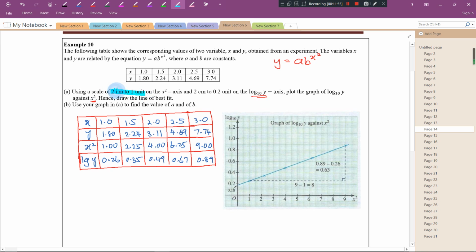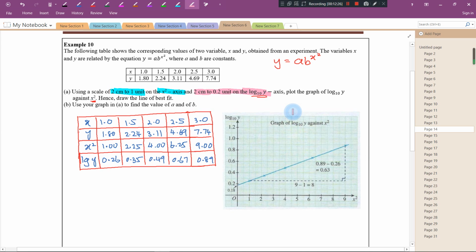So the next thing is to plot the graph, and we have to follow the scale requested by the question. 2 centimeters to 1 unit on the x squared axis: 1, 2, 3, 4, 5. And then 2 centimeters to 0.2 units on the log y axis: 0.2, 0.4, 0.6, and so on. I just use this graph to explain to you, so it will be faster. So plot all the points. To plot the points, I think it should be no problem, right?